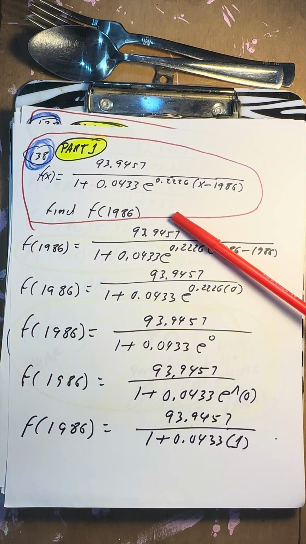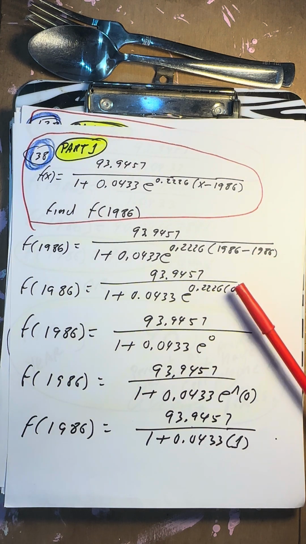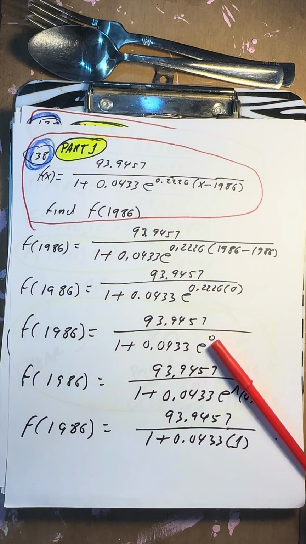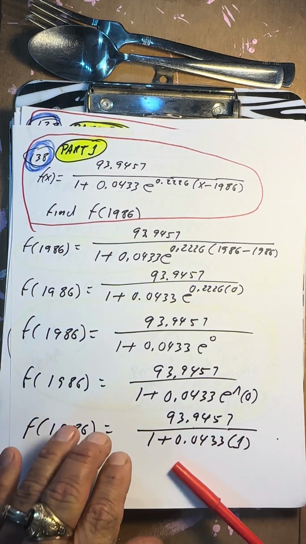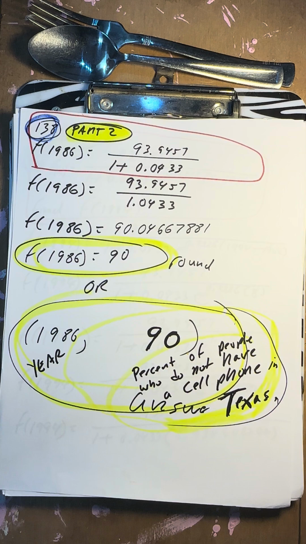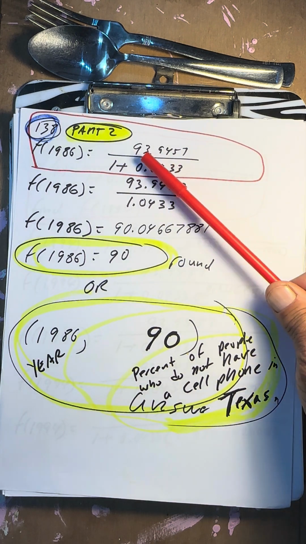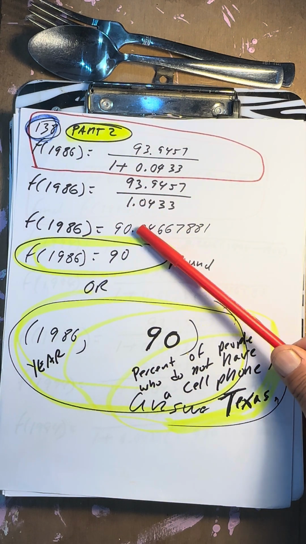In 1986, what happens? Okay, let's see. So put in 1986 minus 1986 is 0. 0 times that is 0. E to the 0 is 1. So 1 times that is the same thing right here. So we have this number divided by this number is 90 point this.